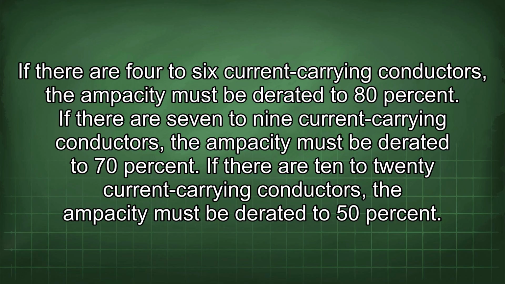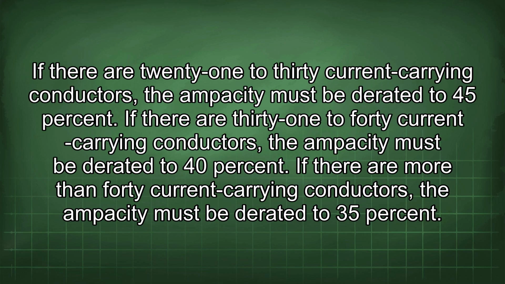If there are 4 to 6 current carrying conductors, the ampacity must be derated to 80%. If there are 7 to 9 current carrying conductors, the ampacity must be derated to 70%. If there are 10 to 20 current carrying conductors, the ampacity must be derated to 50%. If there are 21 to 30 current carrying conductors, the ampacity must be derated to 45%. If there are 31 to 40 current carrying conductors, the ampacity must be derated to 40%. If there are more than 40 current carrying conductors, the ampacity must be derated to 35%.